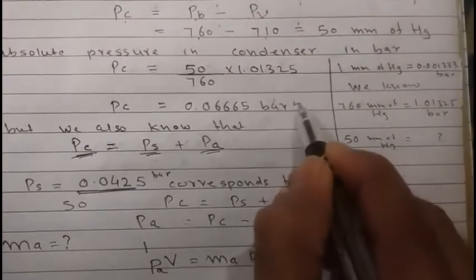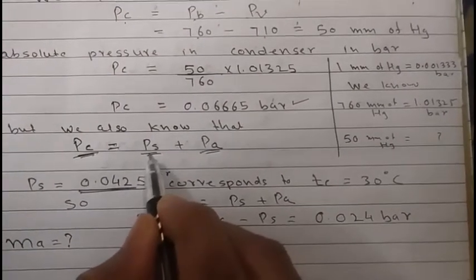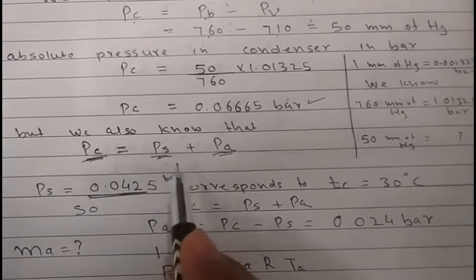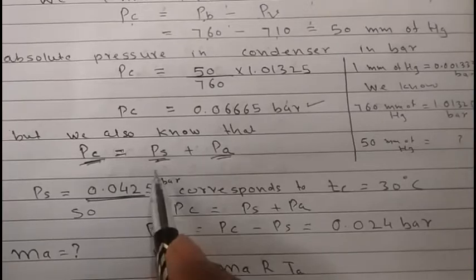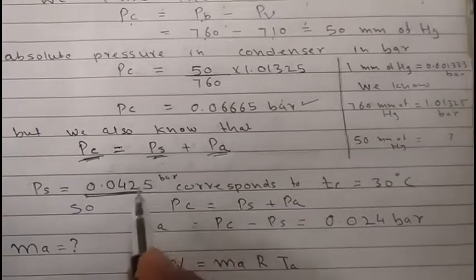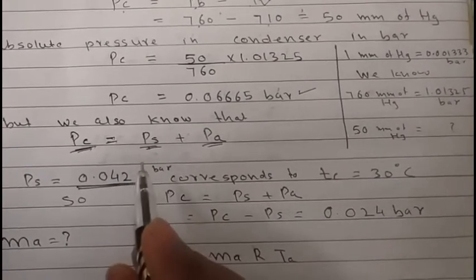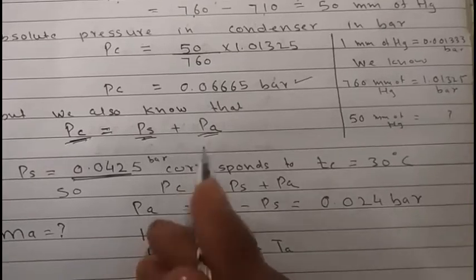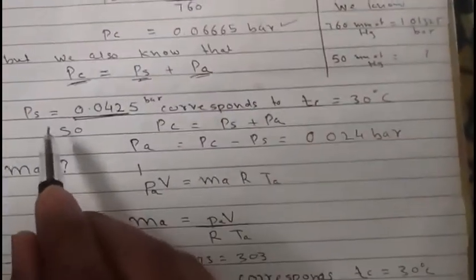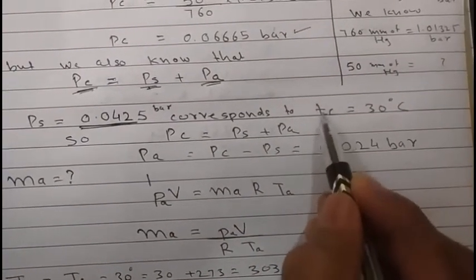We have found out the value of Pc. We have to determine Ps and Pa. So first, if we find the Ps, we can find out the Pa. How to find Ps? What is Ps? Ps is the partial pressure of the steam. So how can we determine the partial pressure of the steam? We know the temperature of the steam, and at that temperature the phase change is taking place. Okay, so we can find out the saturation pressure corresponding to the condenser temperature.